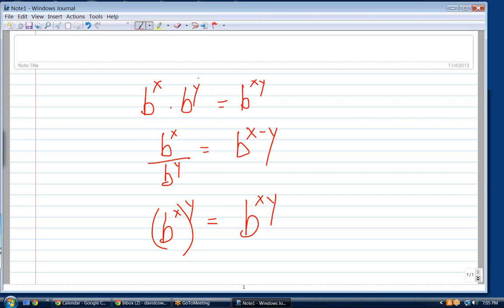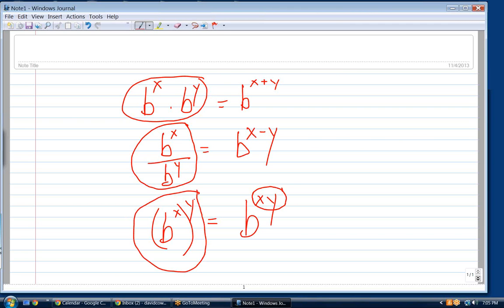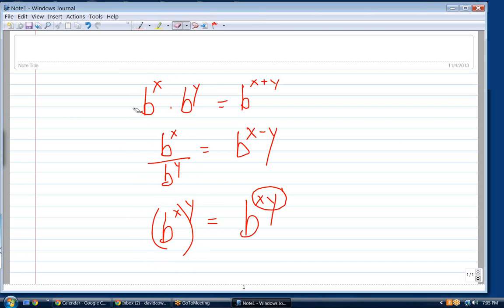Notice that whatever we're doing here, if we're multiplying, we add. It's not b to the xy, it's b to the x plus y. When you're dealing with exponents, when we're dividing the bases, we subtract. Subtraction is one level less mathematically than division. Addition is one level less mathematically than multiplication, and multiplication is one level less than exponentiation.